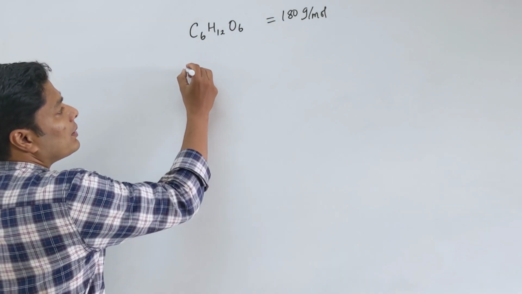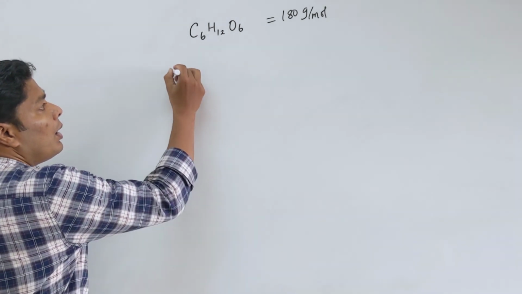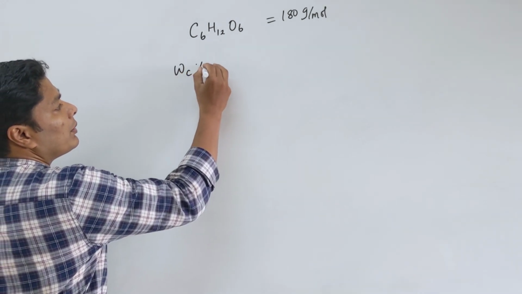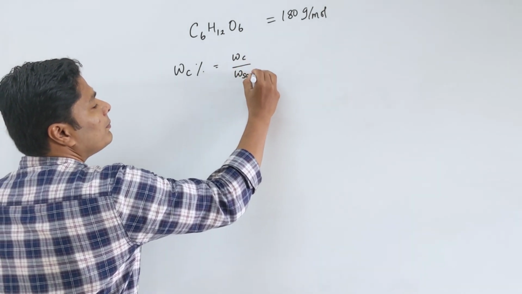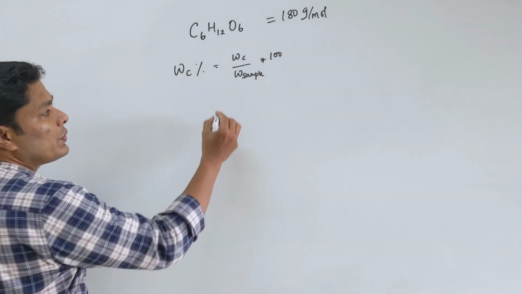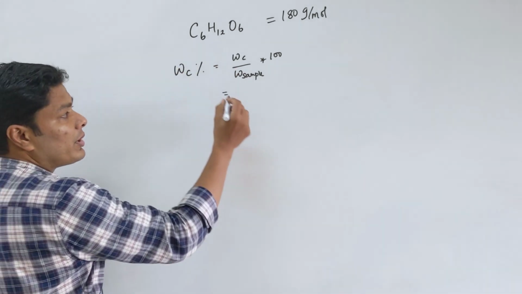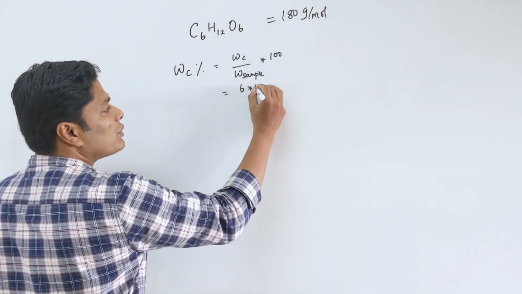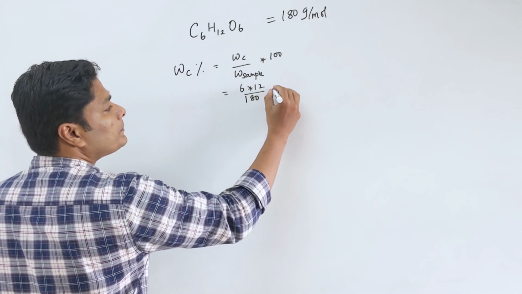Now what we have is, they are asking you what is the mass percent. Weight percent of carbon would be mass of carbon over mass of sample times 100. Here our sample is glucose. So what is the mass of carbon? In one glucose molecule there are 6 carbons. So the mass of carbon is 6 times 12 divided by the weight of sample. 1 mole of glucose is 180.